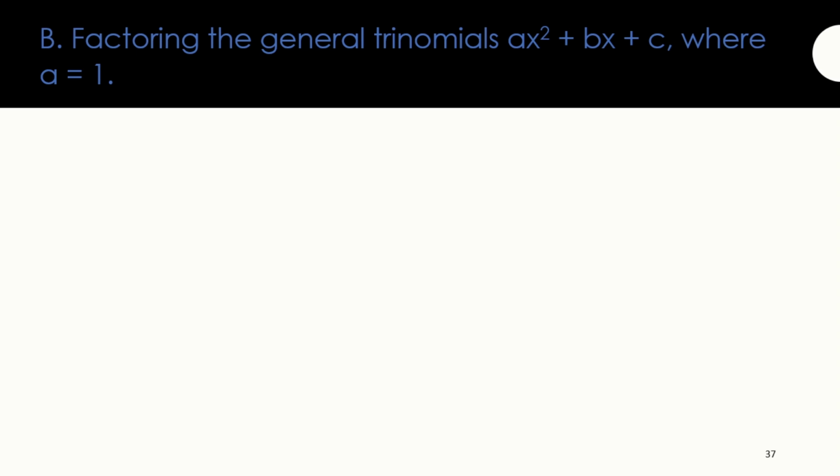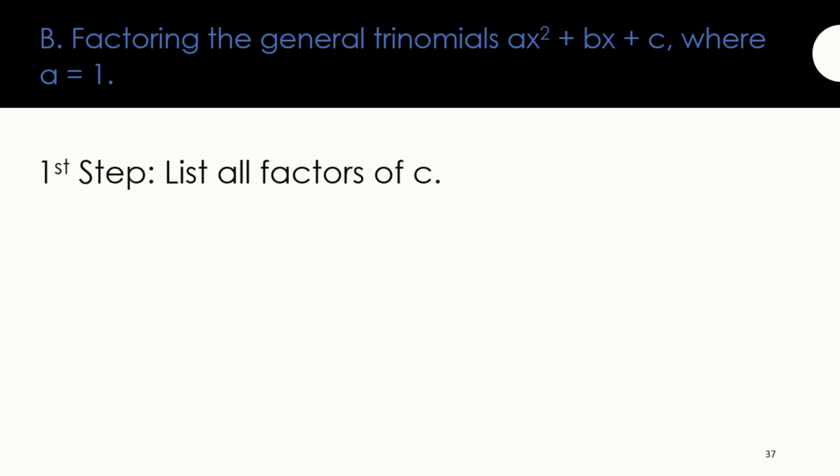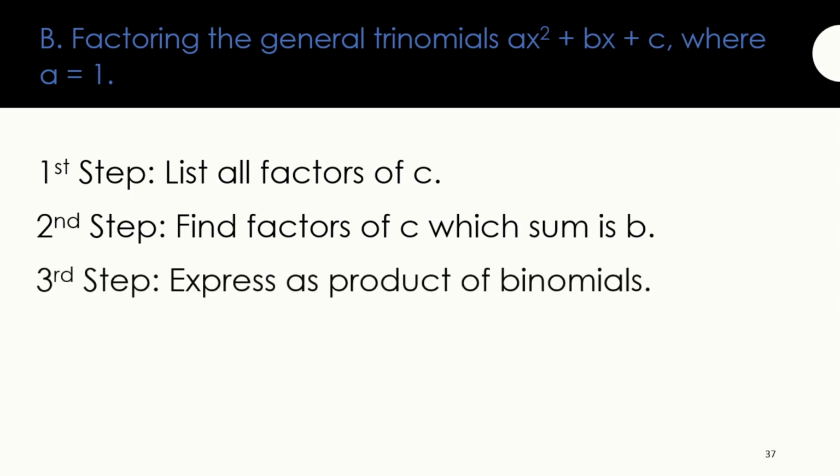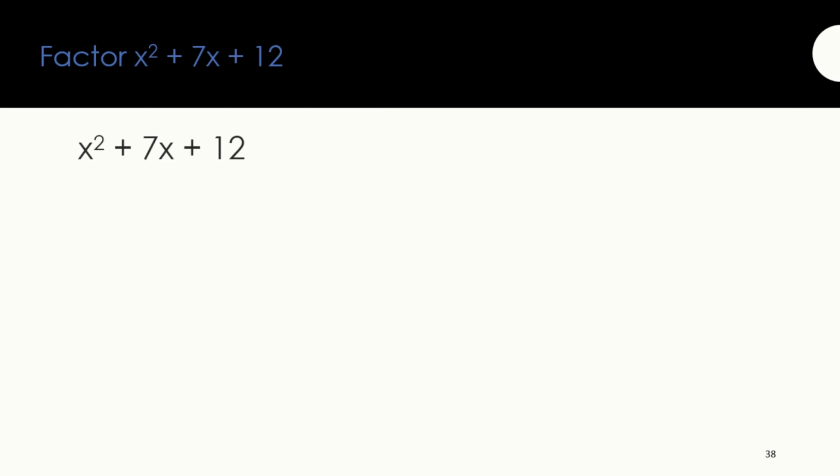Factoring the general trinomials ax squared plus bx plus c, where a is equal to 1. First step, list all factors of c. Second step, find factors of c which sum is b. Third step, express as product of binomials. So let's have an example. Let's say we will factor x squared plus 7x plus 12.